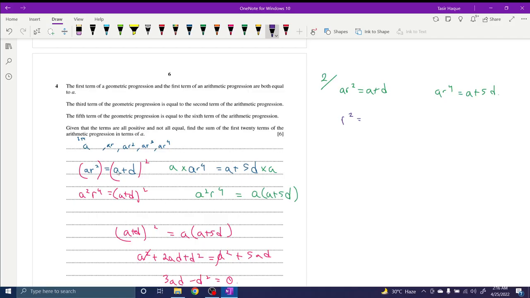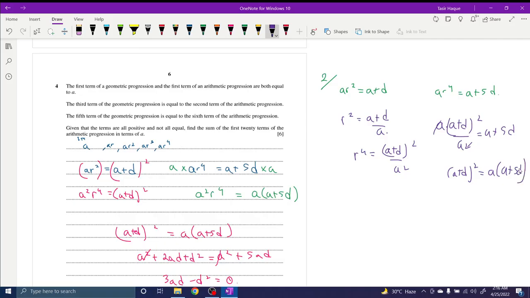Right, so there was another way, like the one we did on the left hand side. You could just make r square the subject. R square is equal to a plus d by a. So r to the power 4 is equal to a plus d whole square by a square, right? You could substitute that inside here. A into a plus d whole square divided by a square is equal to a plus 5d. That also works, guys. So a plus d whole square is equal to a into a plus 5d. We'd get the same thing. So you didn't have to think of it that way. So there was substituting, like getting rid of r, right? Now we want to get rid of a or d.